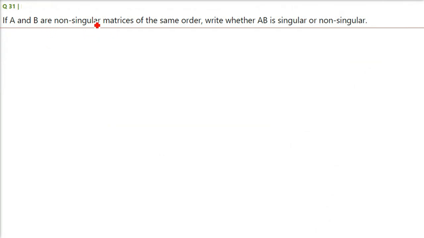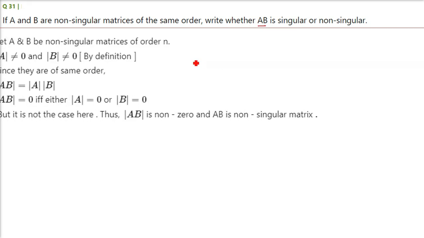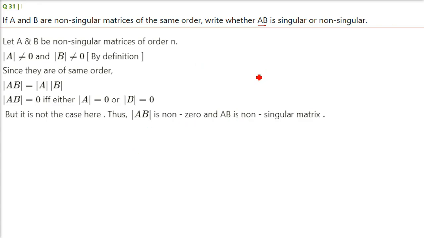If A and B are non-singular matrices of the same order, write whether A into B is singular or non-singular. So let me tell you first what is singular and non-singular. Singular matrix means if you take the determinant of the matrix and that comes to 0, it is singular. Non-singular means the determinant of A will not be equal to 0. And for B also the same logic goes. Determinant of B equals 0 is singular, non-zero is non-singular.